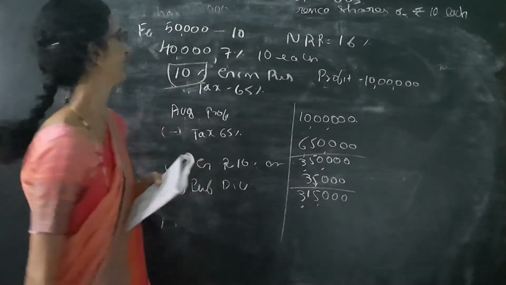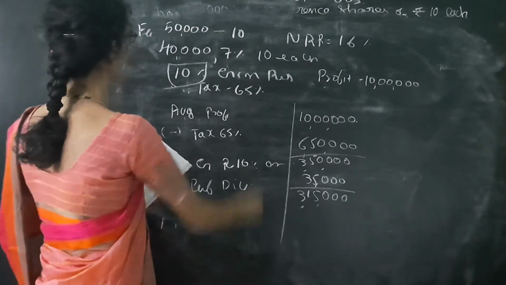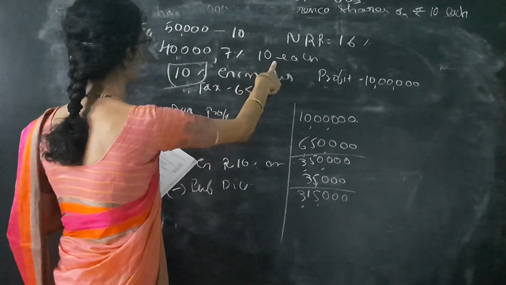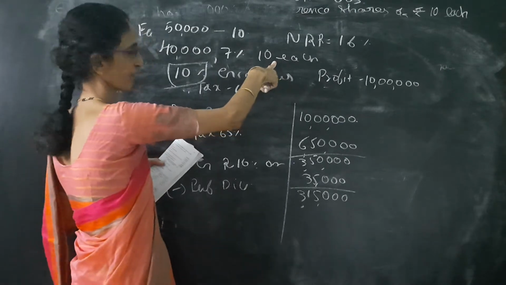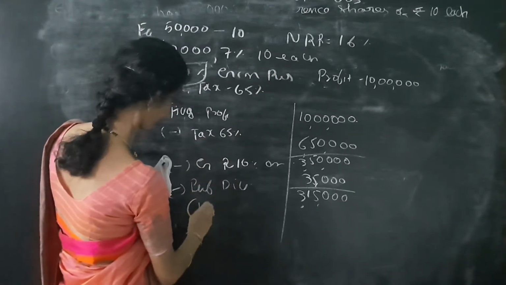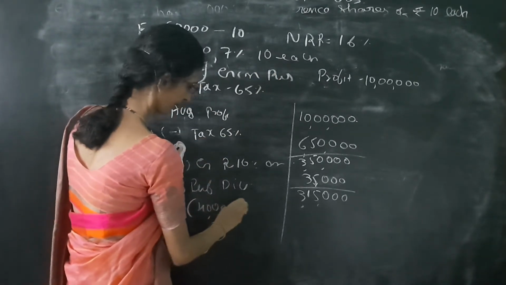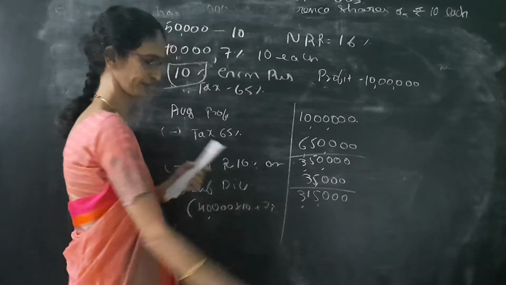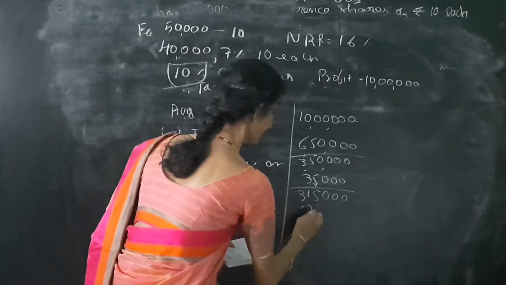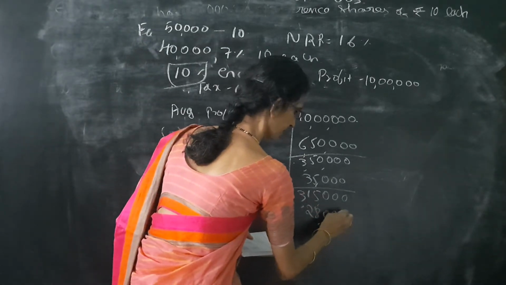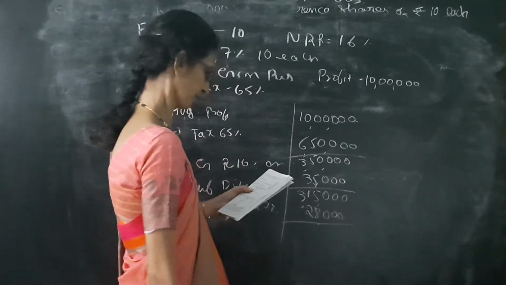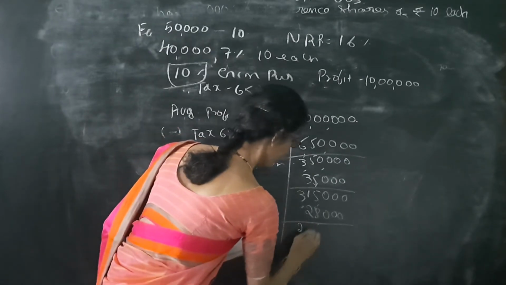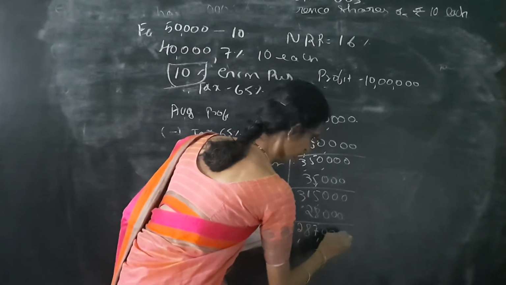Then how to calculate the preference dividend? 40,000 preference shares at 7% dividend, of rupees 10 each. So 40,000 into face value 10 into 7%, we get 28,000. If we deduct it, we get 2,87,000.